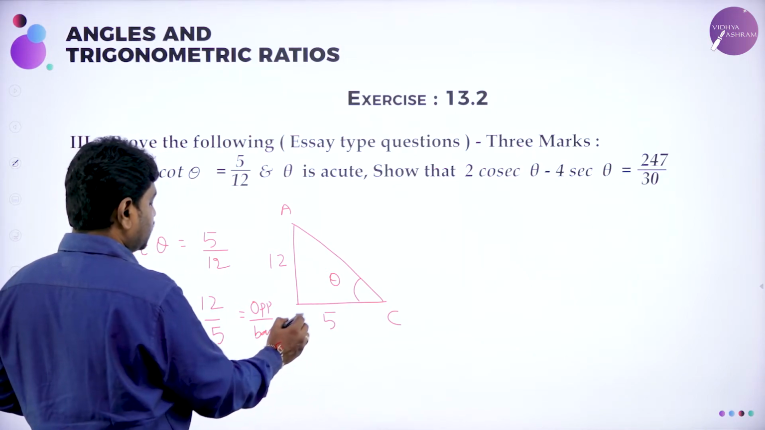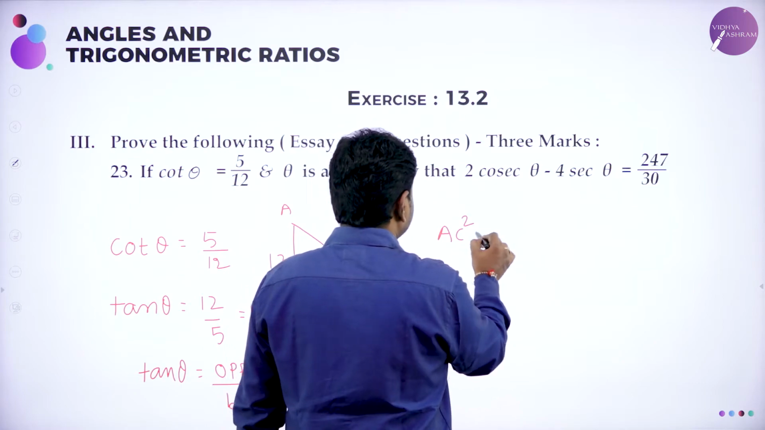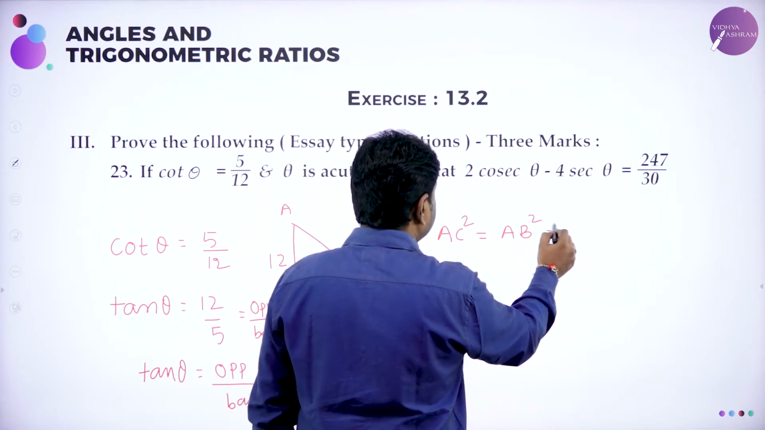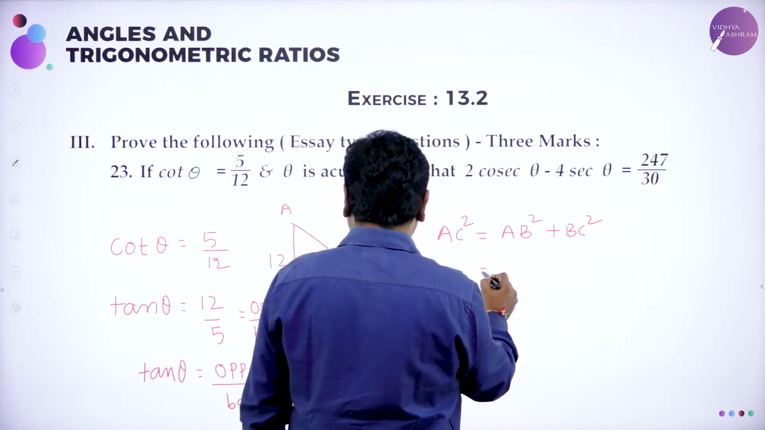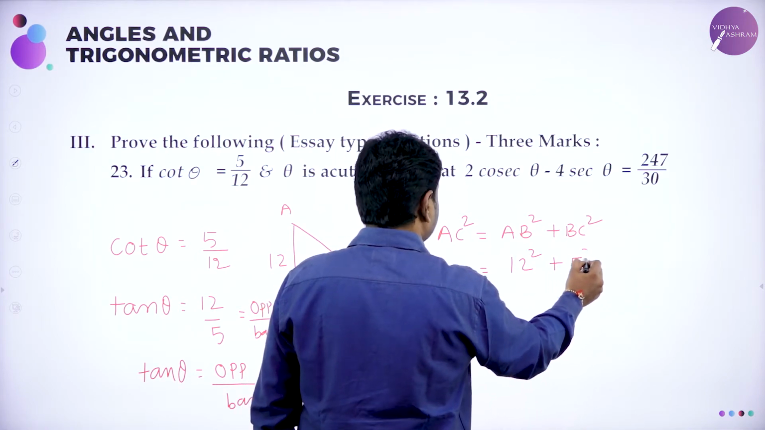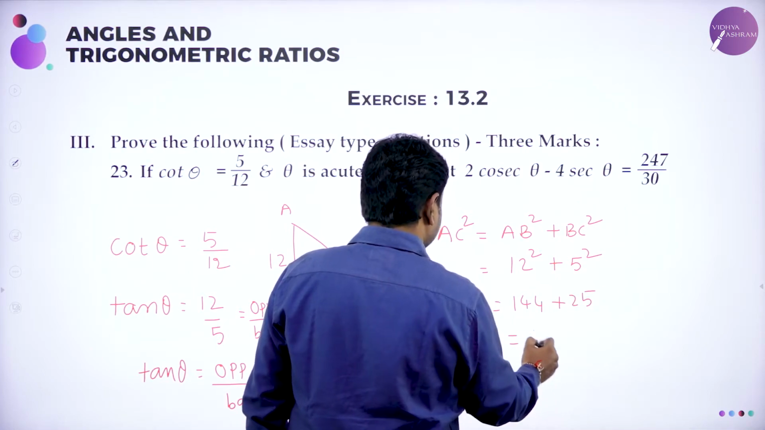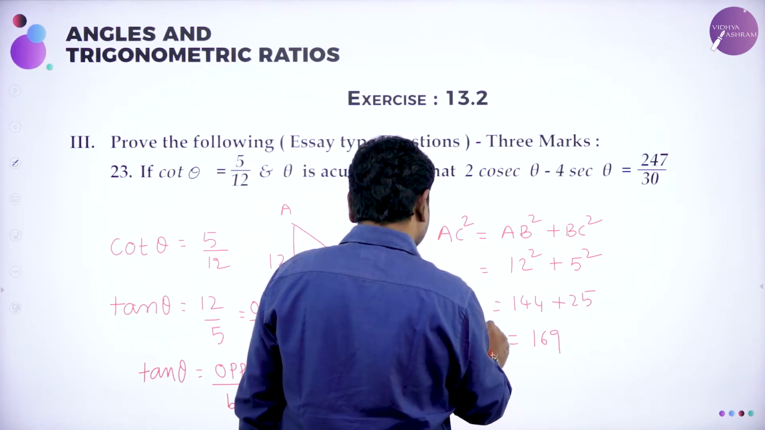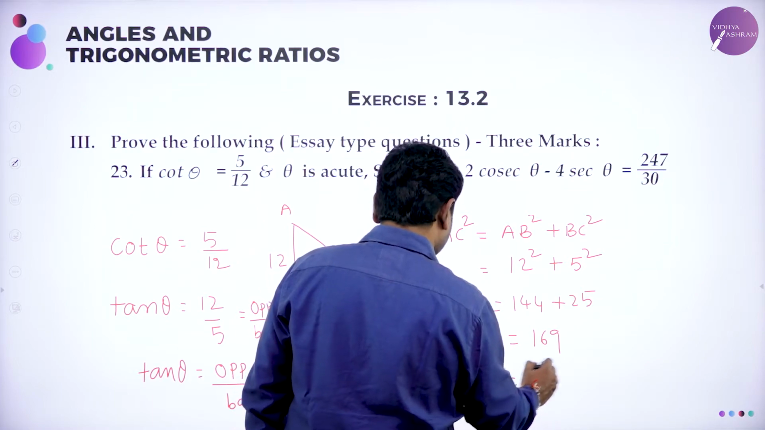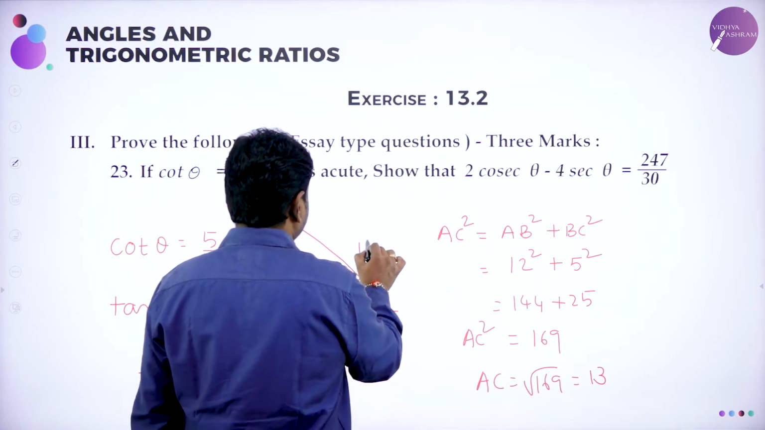Now apply Pythagoras theorem to get AC. What is AC square? AC square is equal to AB square plus BC square. So AC square is 12 square plus 5 square, 144 plus 25, 169. AC square is 169. What is AC? AC is root of 169. What is root of 169? 13. So you will get this side as 13.